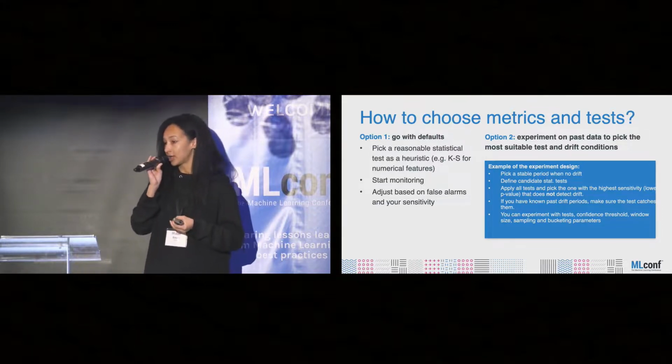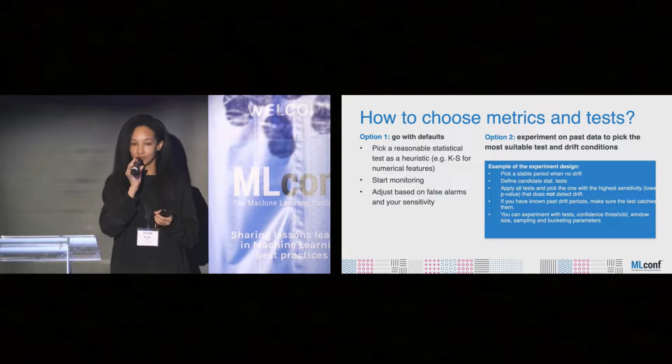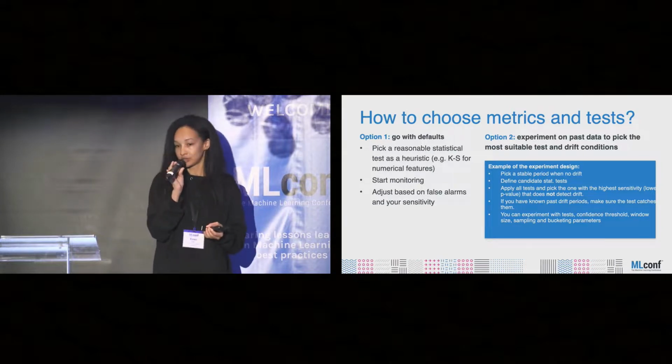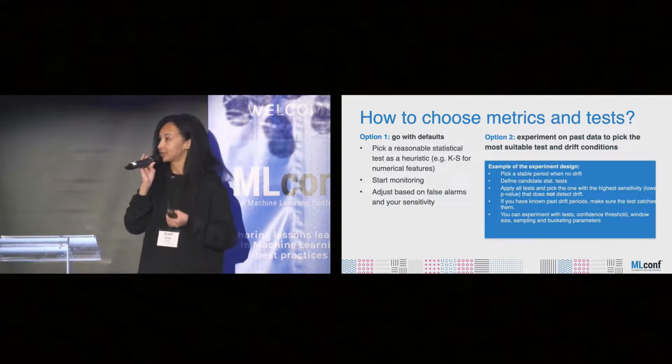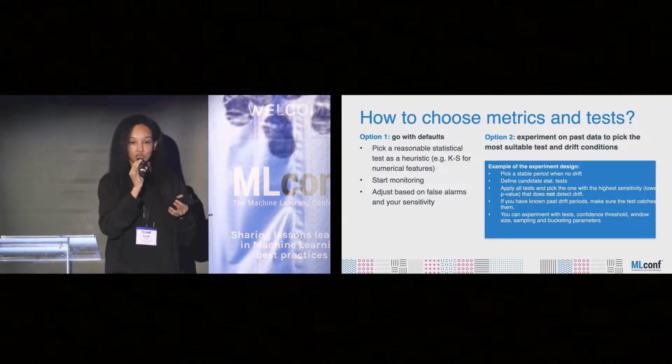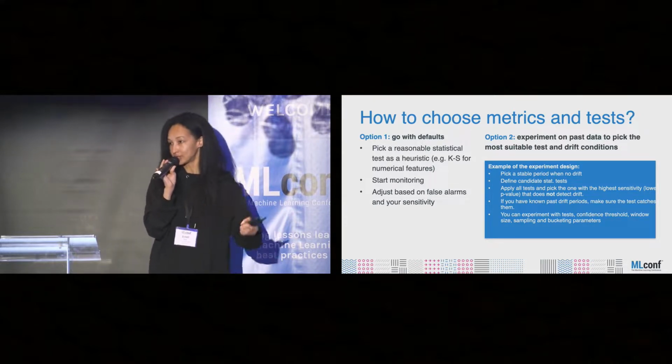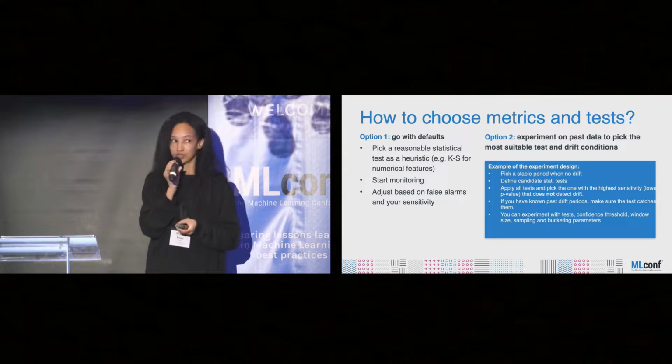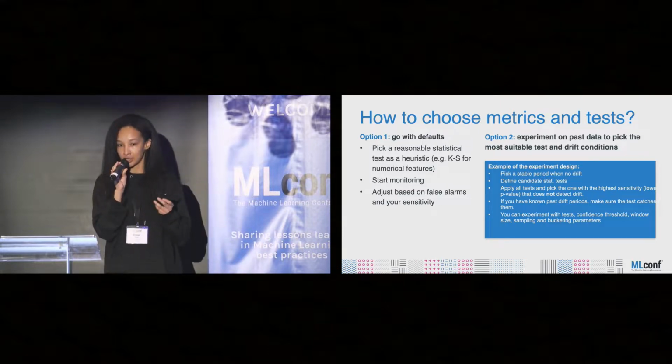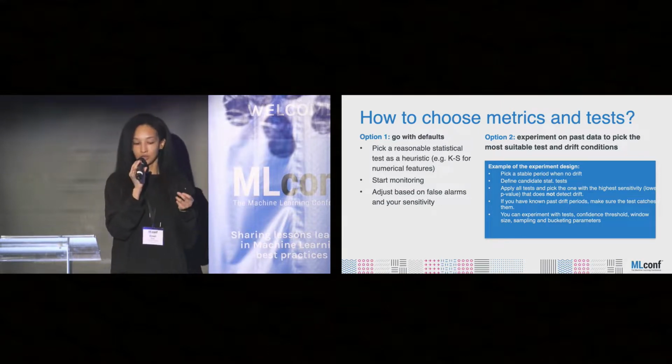And if you have some period of time where you had drift, or maybe you can generate it yourself by just synthetically changing some data, you can check that the test you selected actually can react to this. So that's how you can decide on the monitoring design using historical data.